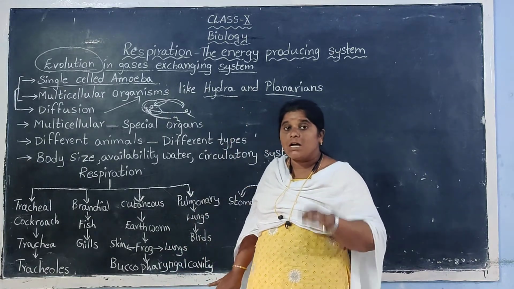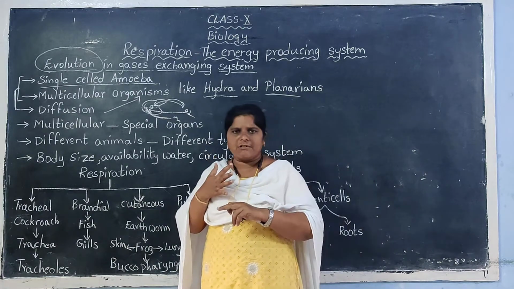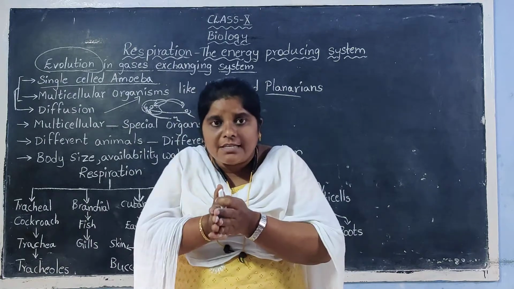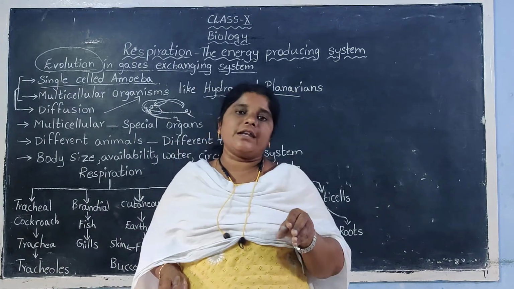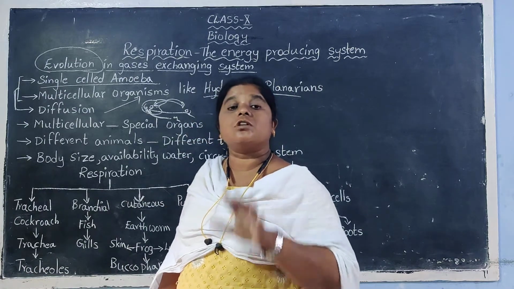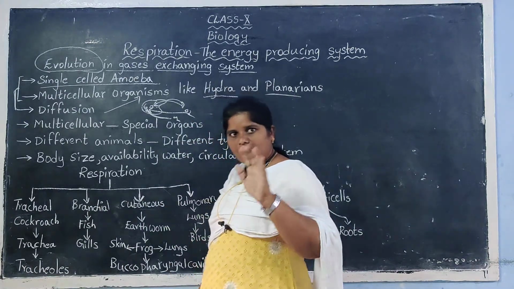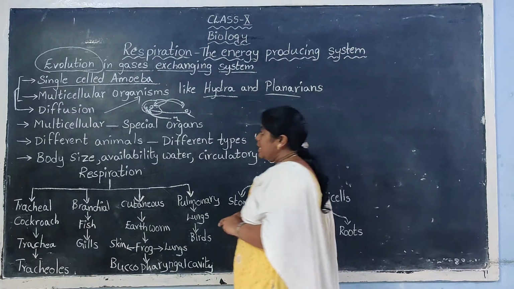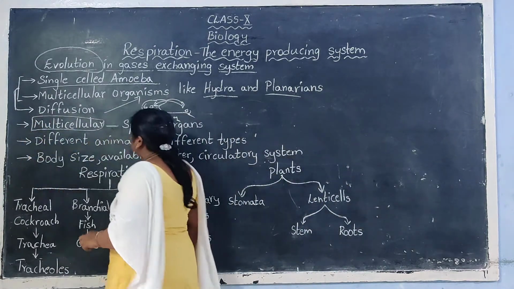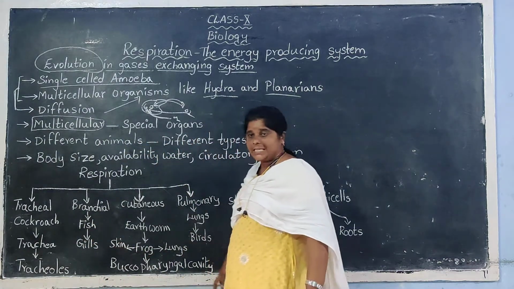What is that process called? Diffusion. So, hydra, planaria, amoeba, almost all the unicellular organisms and a few multicellular organisms are undergoing a process called diffusion for the process of respiration. For the process of what? Respiration.